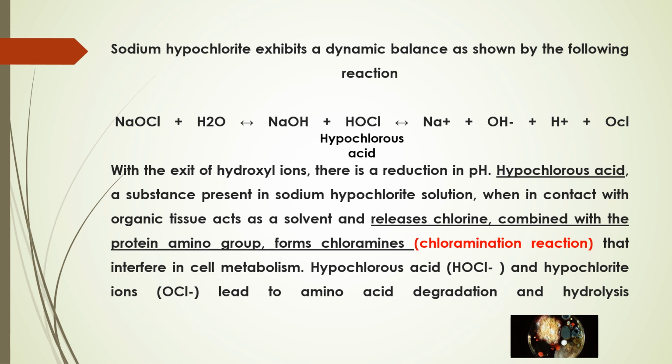Hypochlorous acid, which is a substance present in the sodium hypochlorite solution, when it comes in contact with the organic tissue, acts as a solvent and releases chlorine that combines with the protein amino groups and forms chloramine. This entire process is called the chloramination reaction that interferes with the cellular metabolism, ultimately resulting in cell death. Hypochlorous acid and hypochlorite ion lead to amino acid degradation and hydrolysis.